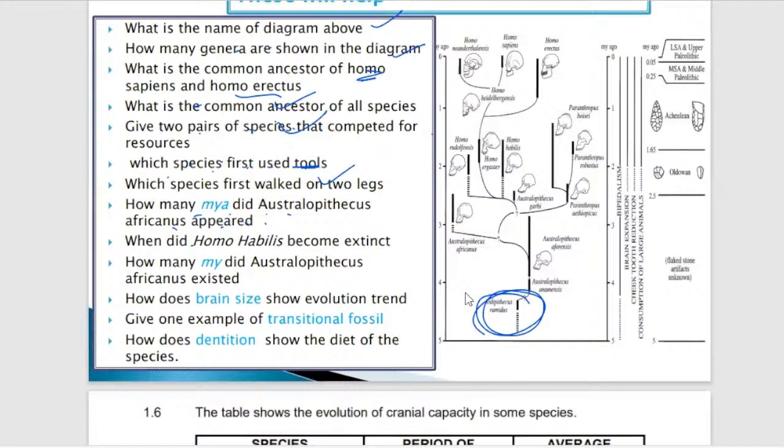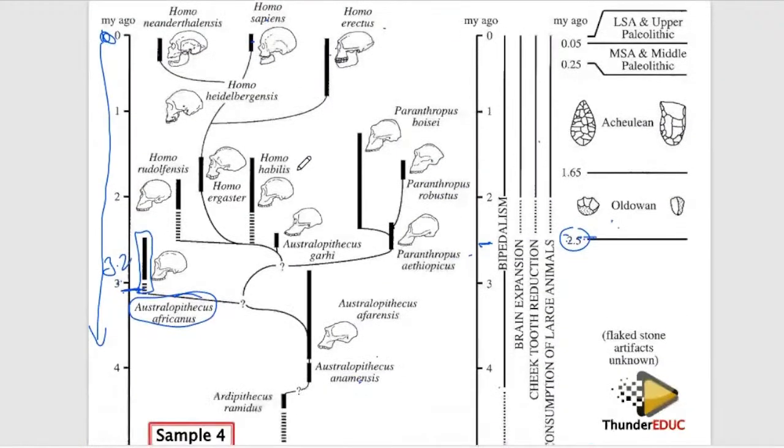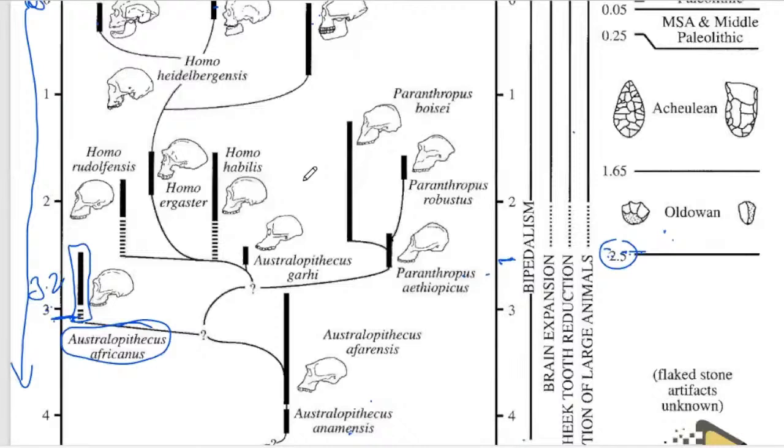Then they are saying, when did Homo habilis become extinct? Now you look at where it got extinct. Where is Homo habilis? Homo habilis is here. When did it get extinct? So you draw a line touching here, and maybe it is 1.6, because 1.5 is around there. You understand? That's when it got extinct.